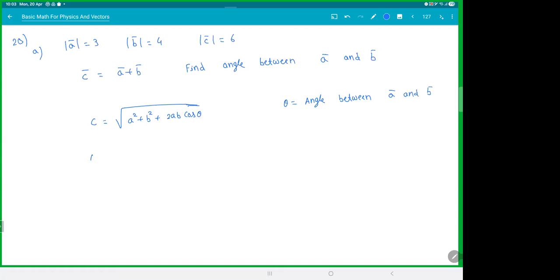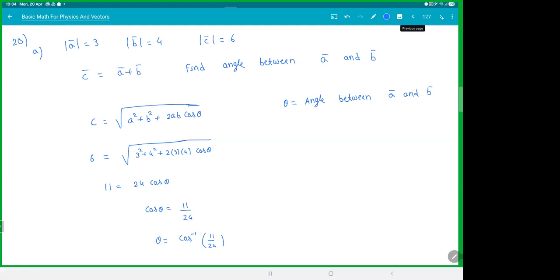Formula substitution. Put 6 here. So that will be 6 equals root over 3 square plus 4 square plus 2 into 3 into 4 into cos theta. If you square both sides, that will be 36. 36 minus 25, that's 11. That would be 4, 3, 12, 24 cos theta. We get cos theta is equal to 11 by 24. Yeah, you can leave the answer like this. There's nothing more you can do in this. You can write theta is equal to cos inverse 11 by 24. That's it. That's formula substitution.